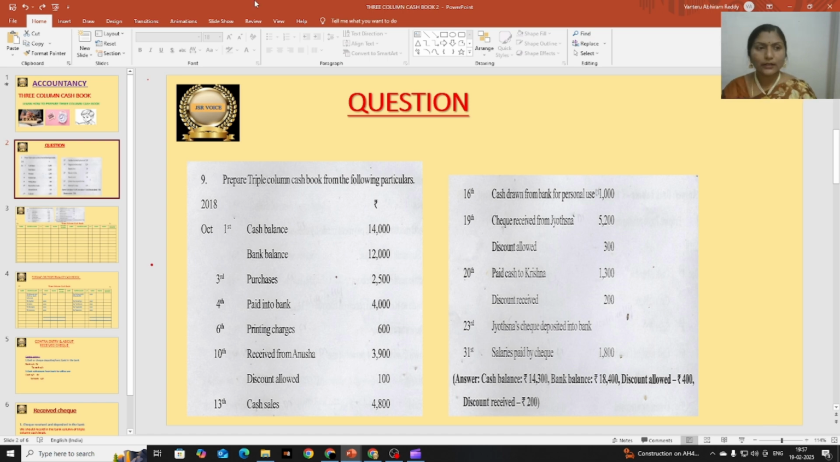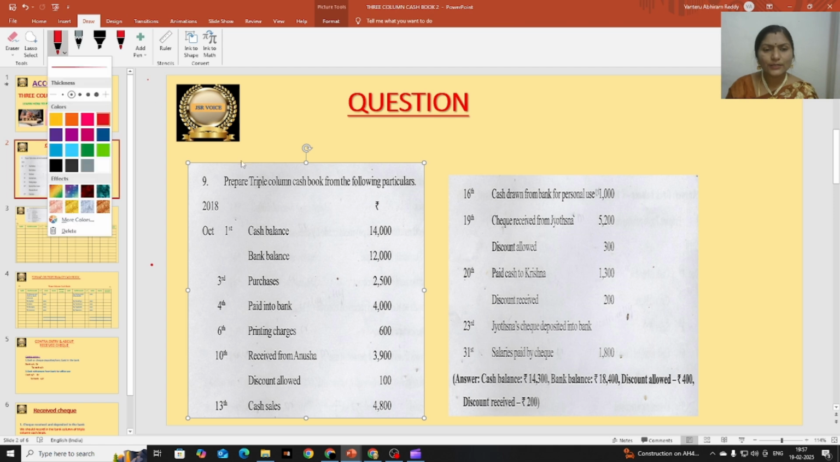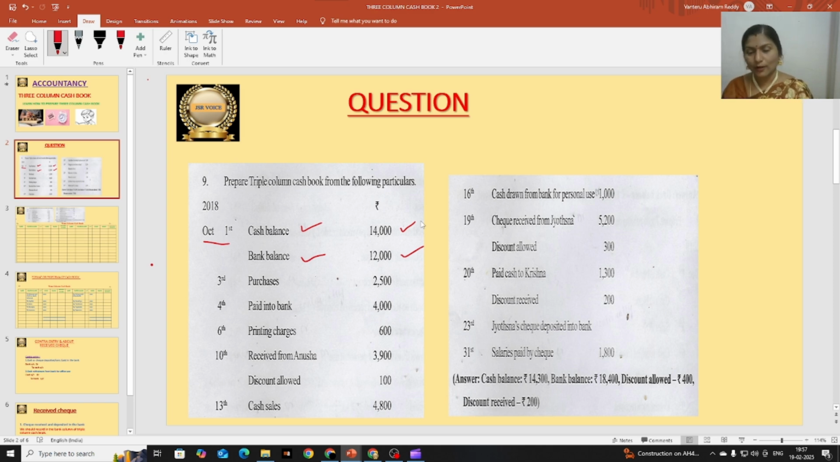If you observe the question, here we have opening balances, cash balance as well as bank balance, on October 1st. Cash balance is 14,000 and bank balance is 12,000. Both are favorable balances, and these are assets actually. On the opening day, the business is having some cash in hand as well as in the bank. So both are assets, and all assets should be shown on the debit side. So we should record these two on the debit side of the 3-column cash book. Let us go and record that now.